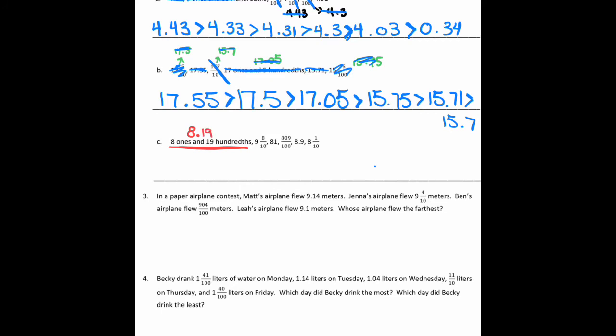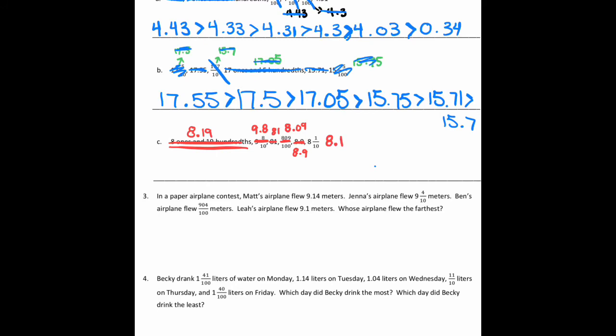9 and 8 tenths would be the same as 9.8. 81 is just 81. Then we have 809 hundredths, which would be 8.09, because I could pull out 8 groups of 100 hundredths with 9 hundredths left over. Then we have 8.9 right next to it. And then we have 8.1 for 8 and 1/10.